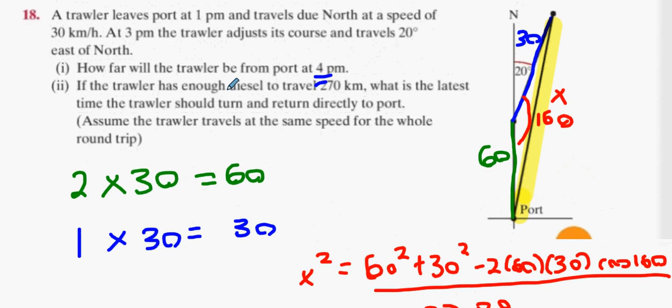If the trawler has enough diesel to travel 270 kilometers, what is the latest time the trawler should turn back and return directly to port? Assume the trawler travels the same speed for the whole round trip.